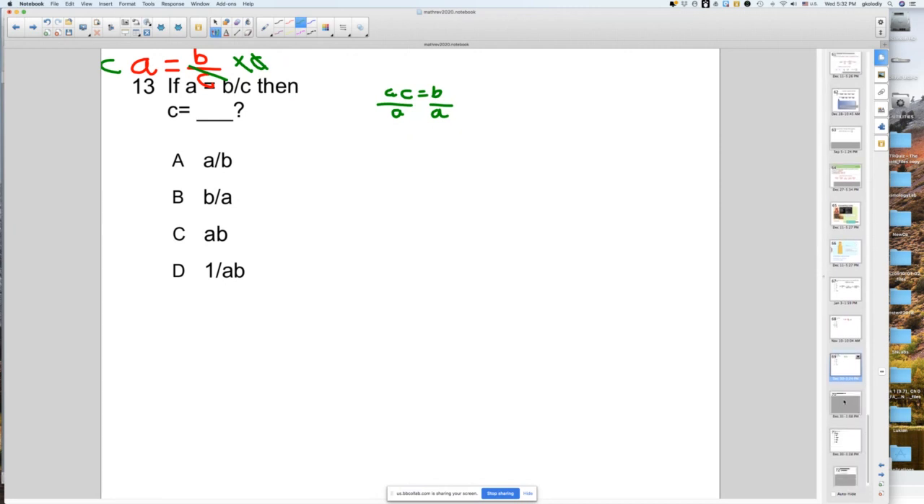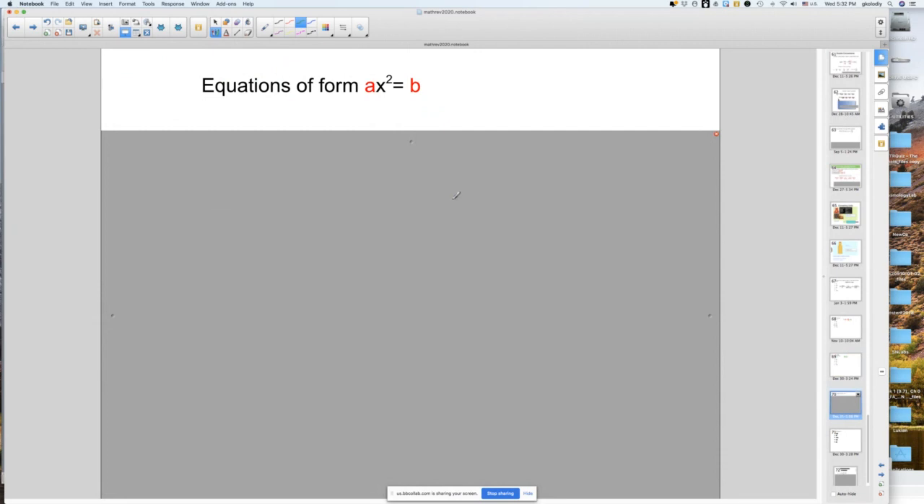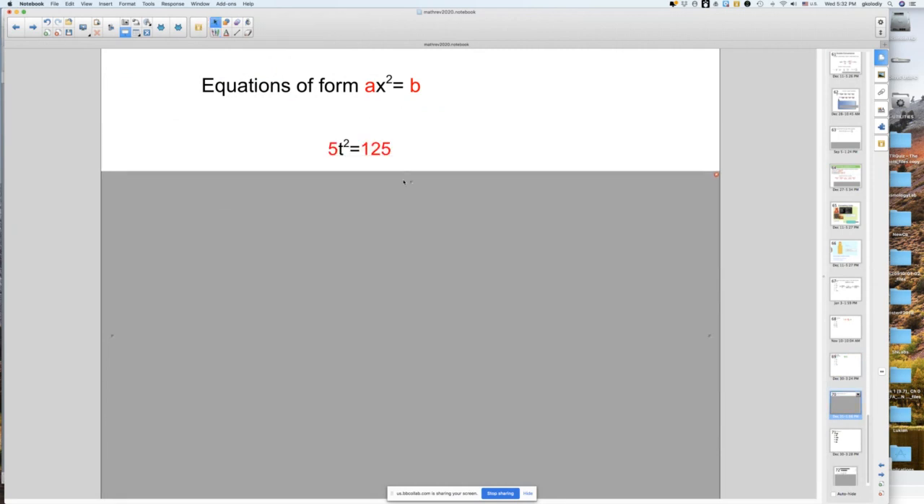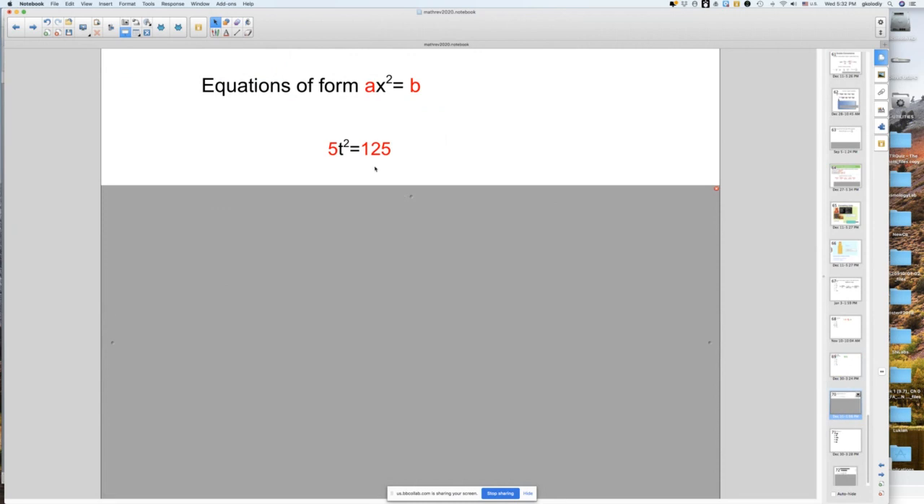Okay, we're almost done with this. Equations in the form ax squared equals b. What do we solve for here? Usually we'll have equations that will look like this: 5t squared equals 125. What's t? Well, again, you have to isolate the t. So divide both sides by 5.